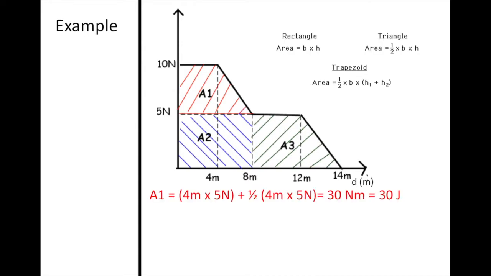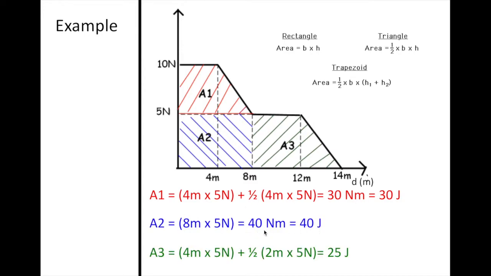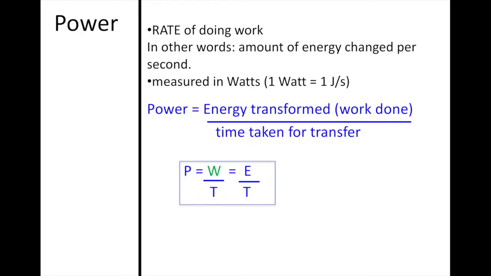After doing everything, I solved for all the areas. For A1, I have a rectangle here and a triangle's area here. When I add that up, I get 30 joules. For A2, I got 40 joules. And for A3, I got 25 joules. So when you just add all of this up, this will give you the amount of work done, which was 95 joules.